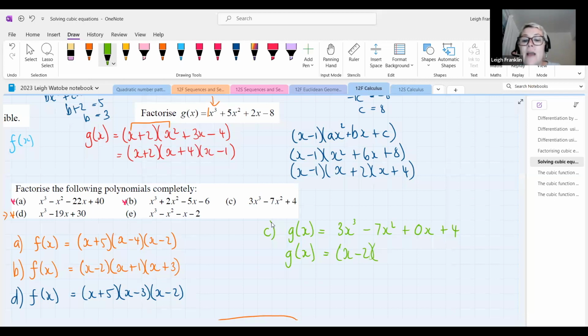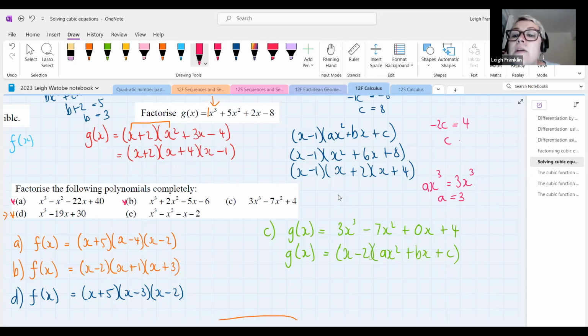Yes. Okay, lovely. And then here you've got ax squared plus bx plus c. Let's go through the process of discovering what these things are. x times ax squared would give us ax cubed, and it's equal to 3x cubed. So that means that a is equal to 3. Let's do c next. You've got -2 times c, and that would be equal to 4. So c should be equal to -2.